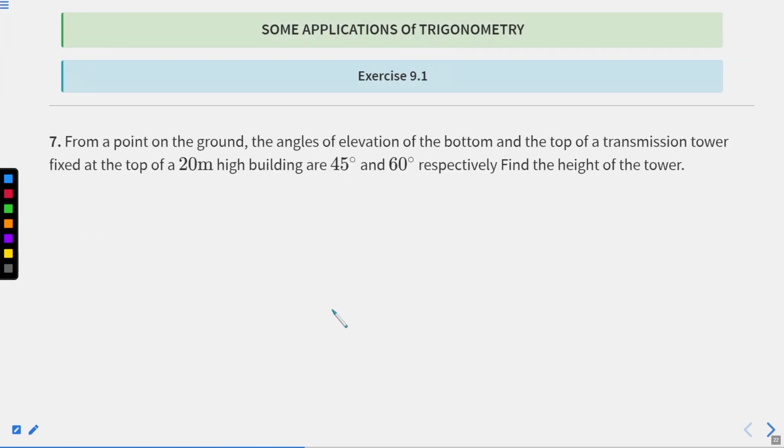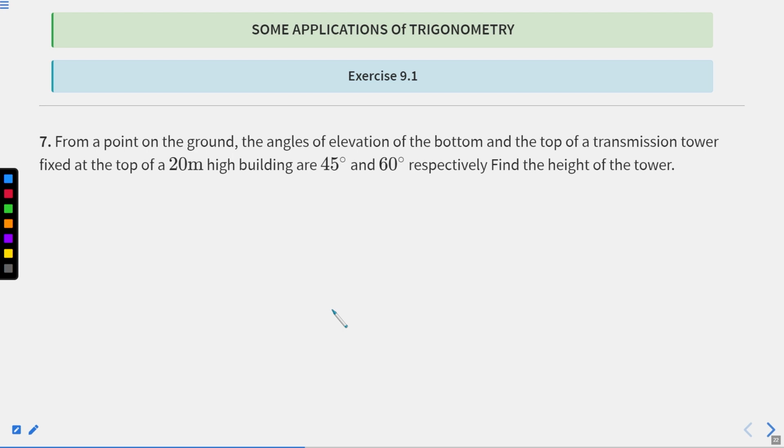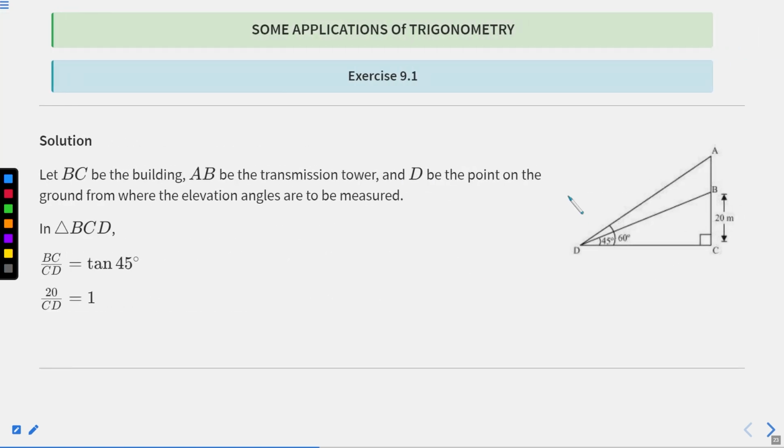And now let us see the next exercise. Here we have: from a point on the ground, the angles of elevation of the bottom and the top of a transmission tower fixed at the top of a 20-meter high building are 45 degree and 60 degree respectively. Find the height of the tower. So let us solve it.